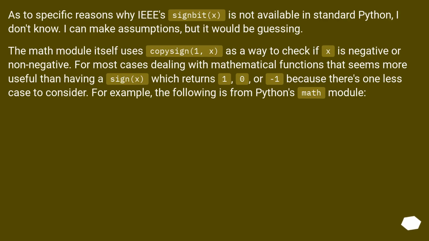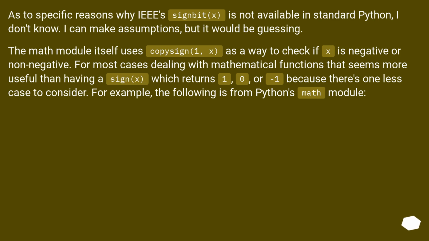As to specific reasons why IEEE sign(x) is not available in standard Python, I don't know. I can make assumptions, but it would be guessing. The math module itself uses copysign(1, x) as a way to check if x is negative or non-negative. For most cases dealing with mathematical functions, that seems more useful than having a sign(x) which returns 1, 0, or -1, because there's one less case to consider.